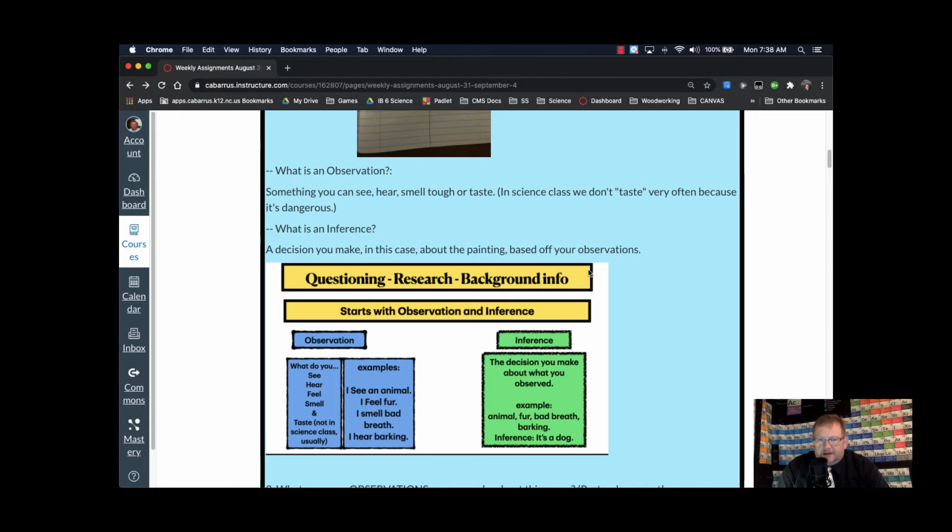Well, if we look in the anchor chart again, if our observations are, I see an animal, I feel fur, I smell bad breath, I hear barking, what's the inference? Well, the inference is, it's probably a dog. Okay? Now, if I just said, I see an animal, would you have known it was a dog? Probably not. There are lots of animals besides dogs. I feel fur. Well, there's a lot of furry animals out there, rabbits and, you know, foxes and things like that. I smell bad breath.